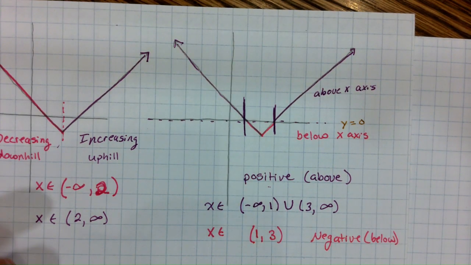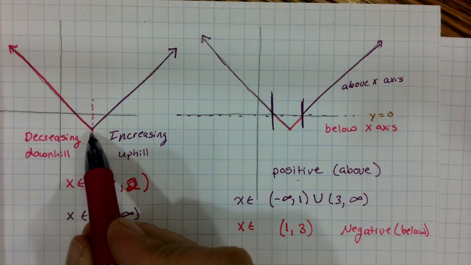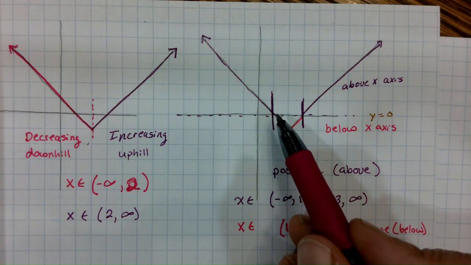So that's very different from when we are looking at increasing, decreasing versus positive, negative. So make sure you understand the difference between your vocab words because those are going to be very key. The vertex was what switched our decreasing to increasing. The zeros are what switched us from positive to negative.